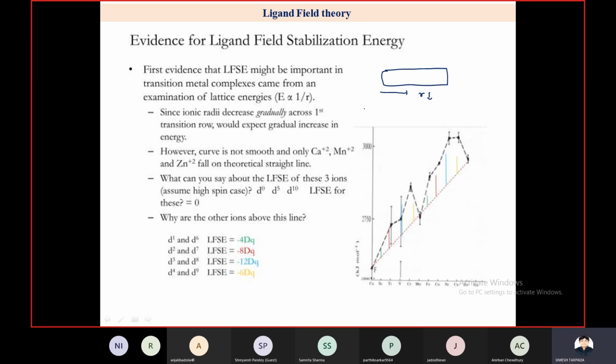So that's why, however, the curve is not smooth, and only Ca plus 2, Mn plus 2, and Zn plus 2 fall on the theoretical straight line. This is just the theoretical straight line. So if you go from calcium to scandium, titanium, this is the 3d series, the energy increases. But two cases are there where this curve falls: in the case of Mn, and the second one in the case of Zn. What is the reason to have less energy in these two cases?